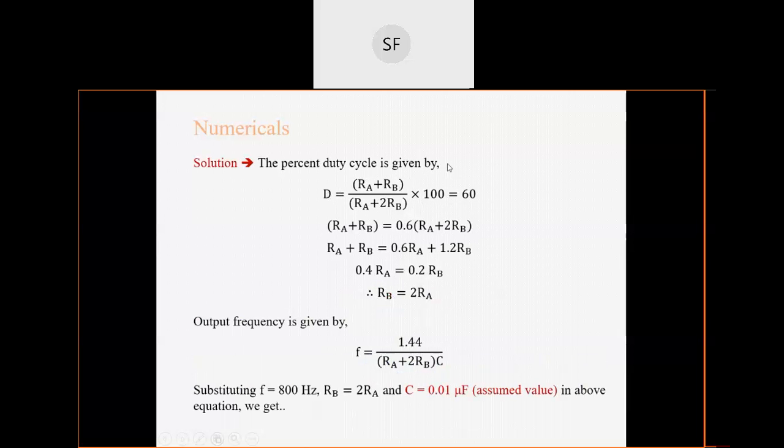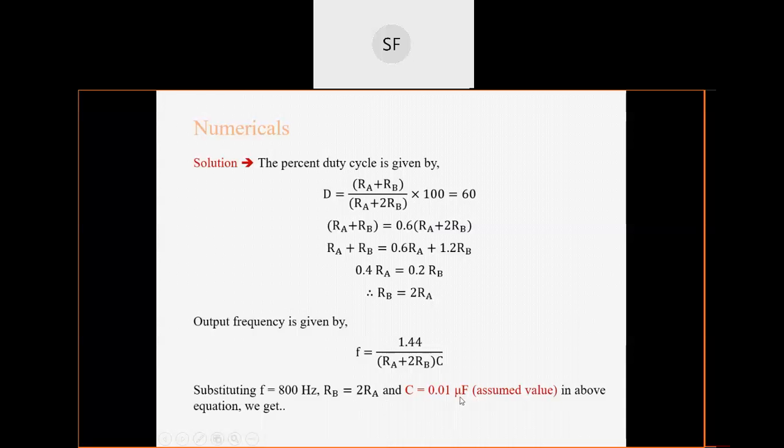So we first took the help of the duty cycle expression, and we found the relationship between RA and RB. Then we used the frequency expression, and in that we substituted all values along with the capacitor's assumed value. Again, if someone has assumed another value, then also there is no problem. But generally just take it as a note that for this capacitor value, you should either choose 0.01 microfarad or 0.1 microfarad or simply 1 microfarad.